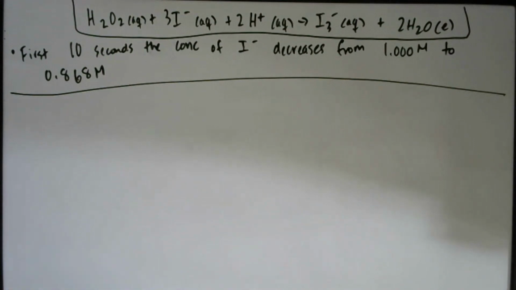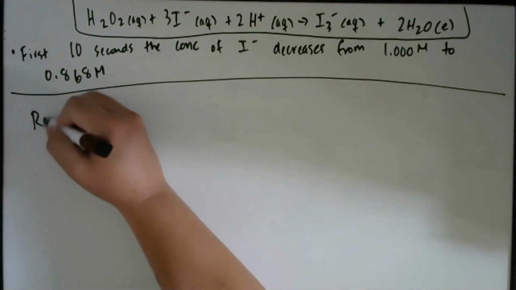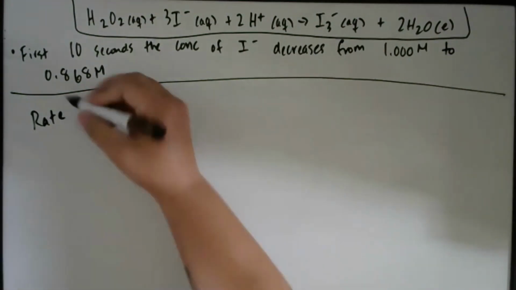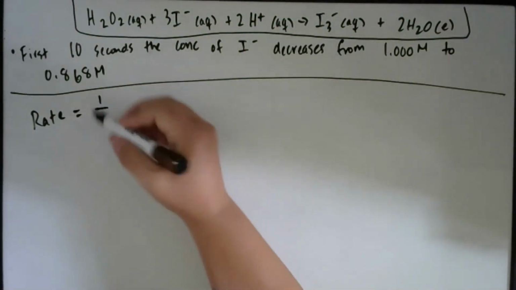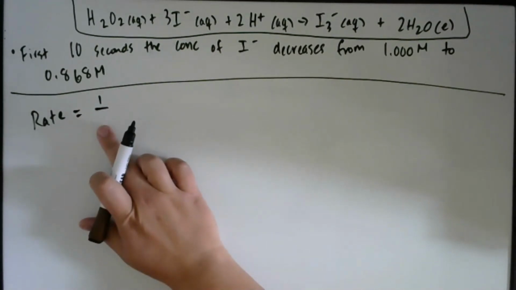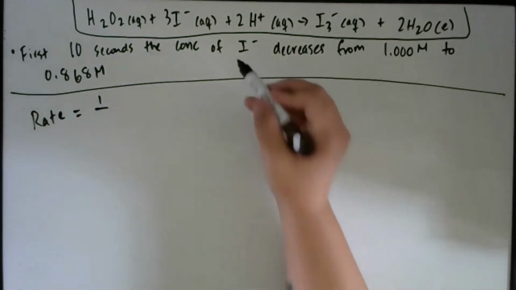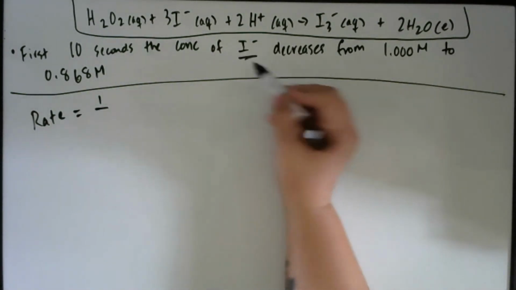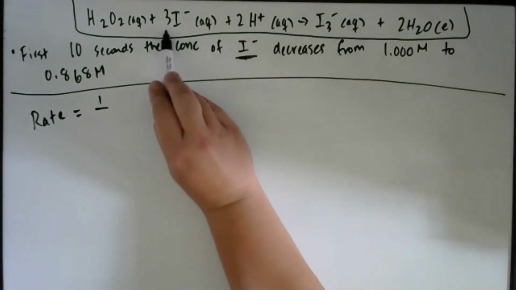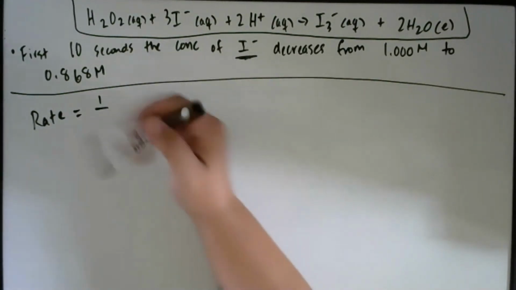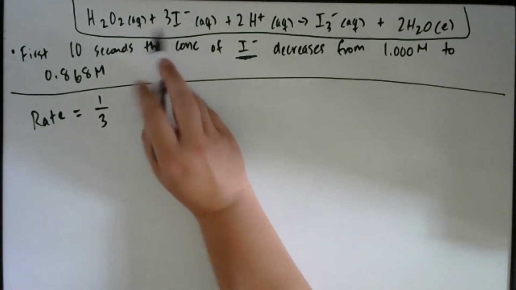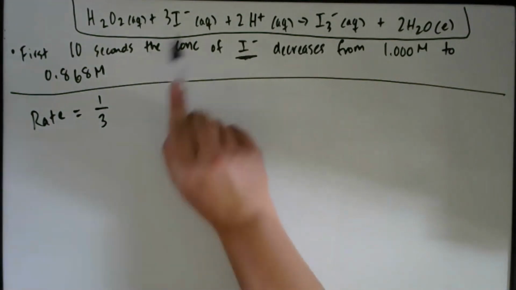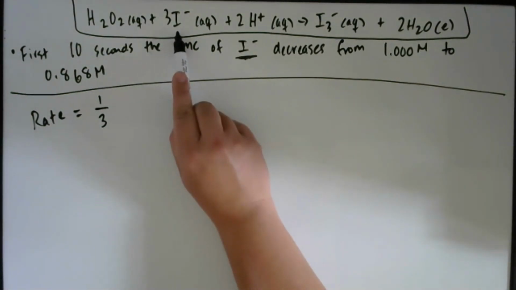Okay, so we know that the rate is going to be equal to 1 over whatever the coefficient is in the balanced equation of the specific material that we're looking at. So here we're focusing on the iodide ions. There's a 3 in front of that. Okay, so it's going to be 1 over the coefficient of 3 because there's a 3 in front of the I minus here.